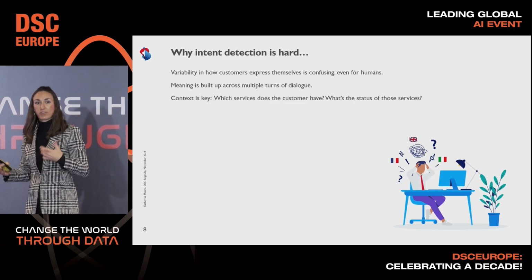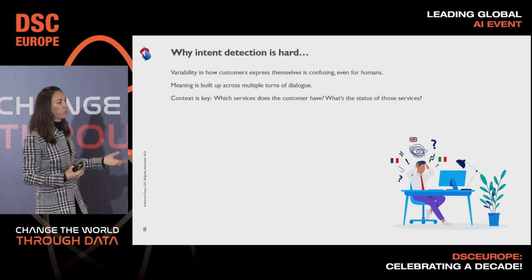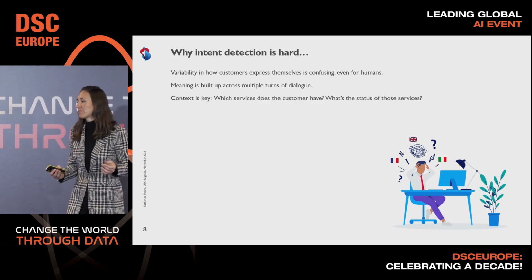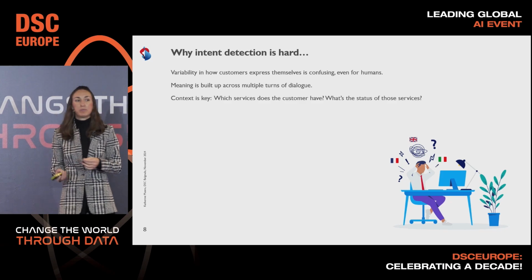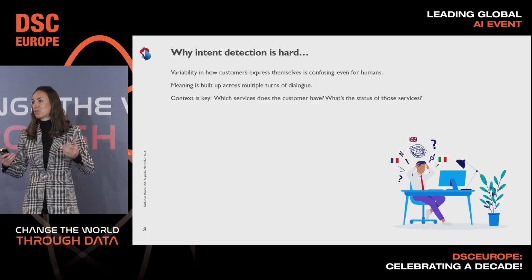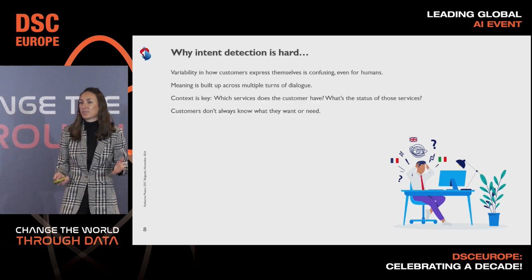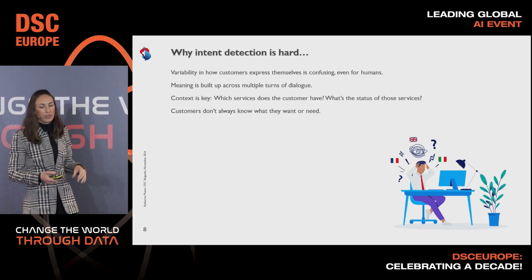Another issue is the context is key, so that's why, as I just said, we want to know what products the customer has and also the status of those. Have they been blocked because of an unpaid bill, for example, or is the internet out in their area anyway? That helps to interpret the intent, because customers are not good at saying what they need, so sometimes it helps to have this world knowledge.